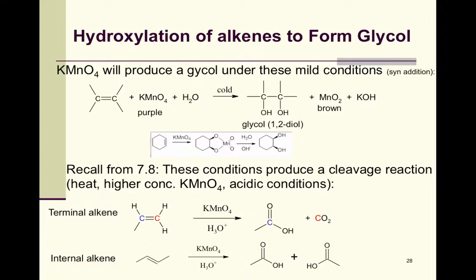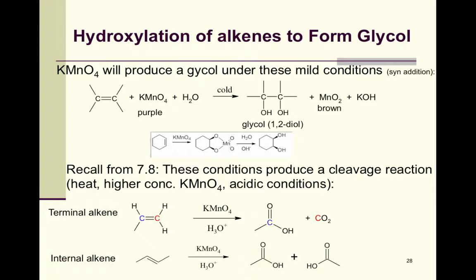This also has syn addition, and I wanted to show you that the middle intermediate here is very similar to the osmium one, so you can see why this also has syn addition. We've seen potassium permanganate used before with alkenes. In fact, back from 7.8 we talked about where you have a terminal alkene and an internal alkene, and we used potassium permanganate, and we didn't get a glycol out of that. In fact, this is known as a cleavage reaction. We actually cut between the carbon-carbon double bond and made two products out of it.